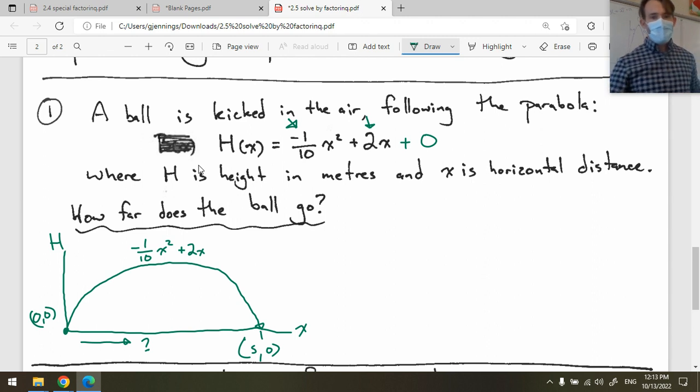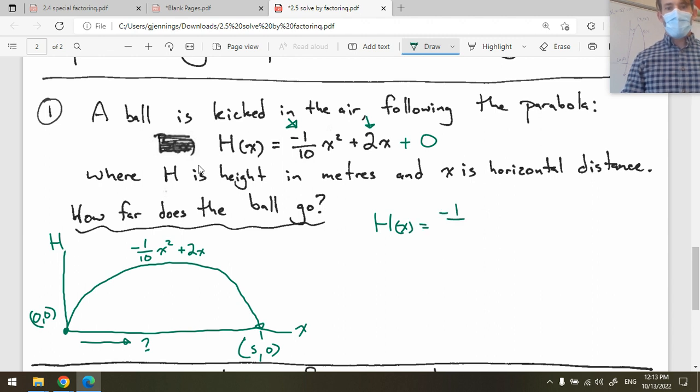So let's find out. So now I've done steps 1 and 2. I've drawn a picture, and I've labeled the picture with everything that I can so far. I'm also aware that right now I don't care about how high the ball went, but I could find it if I found the vertex here. But I don't care. I just want to know how far it went. So let's find out.